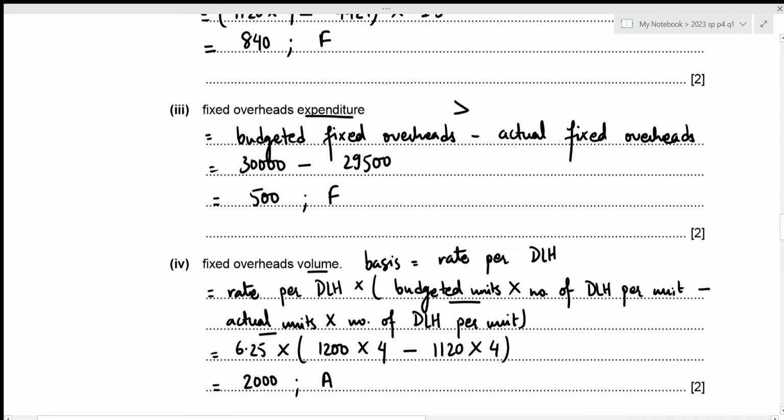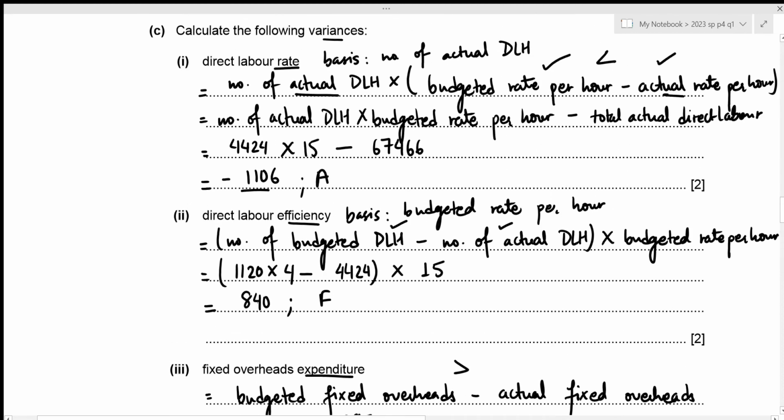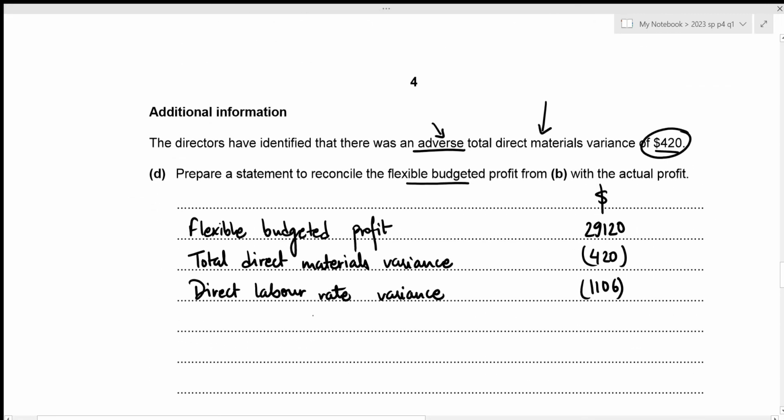The next variance that we figured out was direct labor efficiency with the value 840, and this is a favorable one, so we should be adding this amount. Let's do that. That is the direct labor efficiency variance with the favorable value of 840.